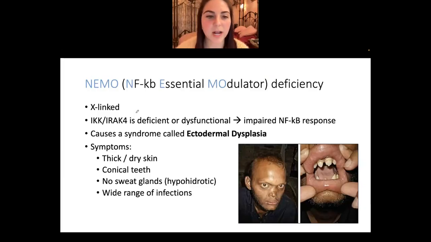This is where the patient has very thick and dry skin. They have these conical looking teeth. They have no sweat glands, so you'll see this is hypohidrosis. And then they just have a wide range of infections. This is the whole idea, you can't stimulate an inflammatory response, so they're going to be constantly infected with stuff.